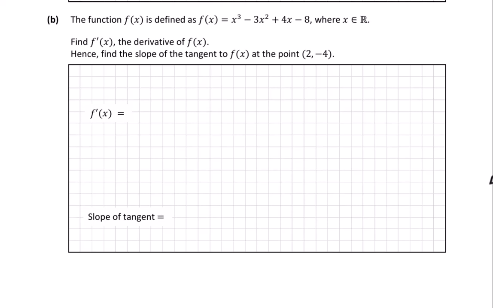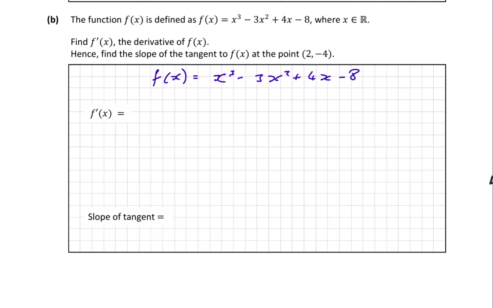The function f of x is defined as f of x equal to x cubed minus 3x squared plus 4x minus 8. X is real. Find f prime x, the derivative of f of x. Hence find the slope of the tangent to f of x at a point (2, -4). So we have f of x here is equal to x cubed minus 3x squared plus 4x minus 8.